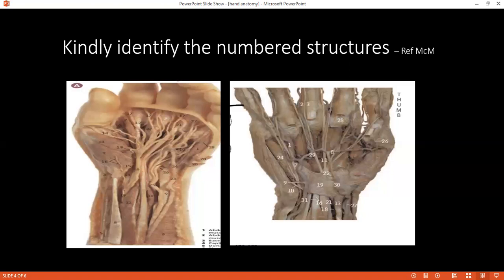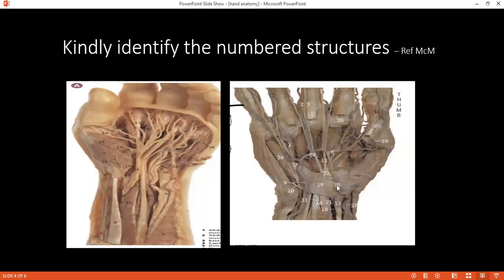What are the structures which pass below the flexor retinaculum? Flexor digitorum superficialis, four tendons; flexor digitorum profundus, four tendons behind it; flexor pollicis longus, one tendon; and the median nerve. There is a controversy that flexor carpi radialis is not in the tunnel but in its own sheath, but it is controversial. It is outside the tunnel, flexor carpi radialis.